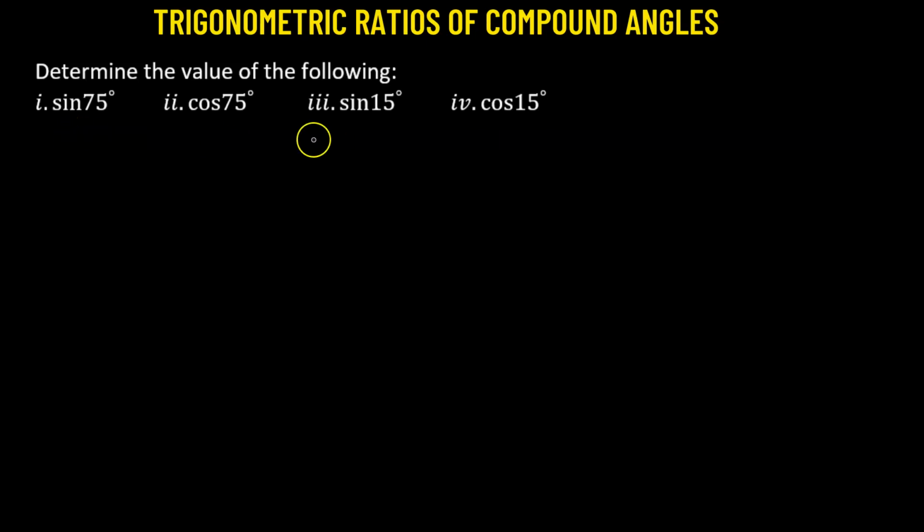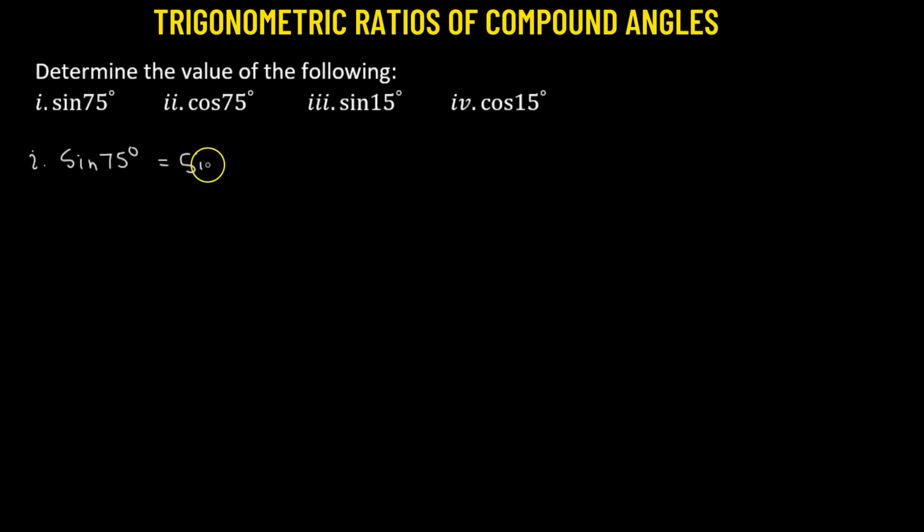We need to find out the value of the following. We will begin with our first one. We have sine 75 degrees. Now there is no standard value for finding out sine 75 degrees without a calculator. Our task will be to find it with the help of known trigonometric ratios.